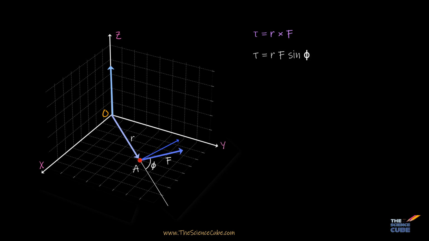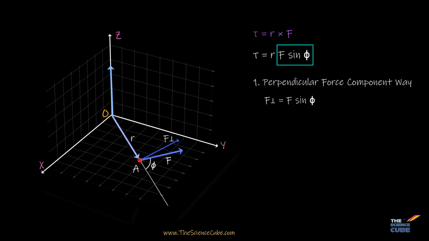Now, there are two alternative ways to think about torque. And let us call the first one the perpendicular force component way. So what we can see is that this side, let us call it F perpendicular, is nothing but F sine phi. And therefore, if you rewrite this expression like this, you can also calculate torque as the product of r and F perpendicular, or r and the component of F perpendicular to r. So think of F perpendicular as the effective push causing the rotation.